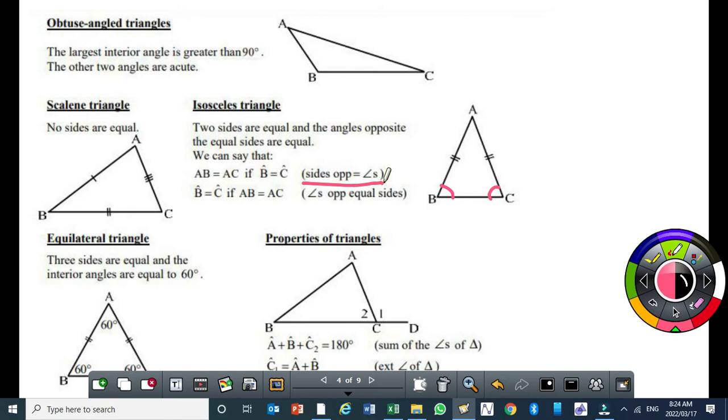So if you get an isosceles triangle like this, and you are given sides such that they are opposite equal angles, if you want to prove that the sides are equal, your reason will be sides opposite equal angles. I'm saying this many times because it does happen. Is there anybody who was taught that way?